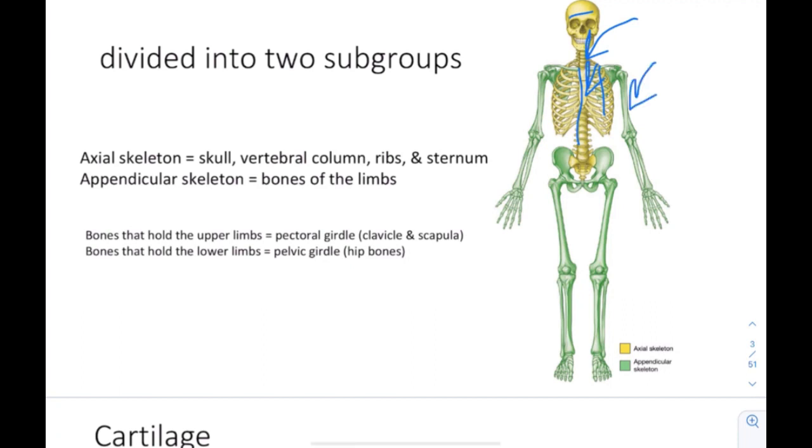So, for example, we have the humerus, we have the radius. We have the radius here, the ulna, the wrist bones or the carpals. We have the metacarpals and the phalanges, which are the fingers. And also the pelvis here, the femur, the tibia, the fibula, the bones of the ankles called the tarsals, the metatarsals, and the phalanges of the feet, or the fingers of the feet.